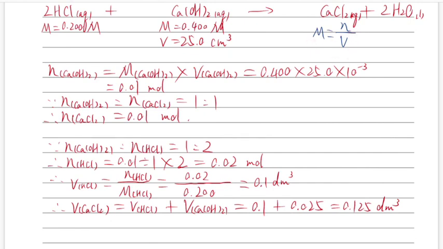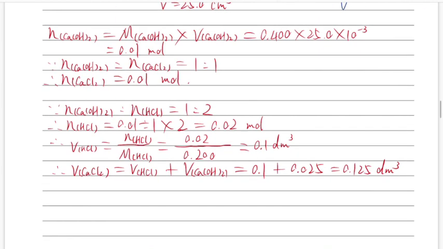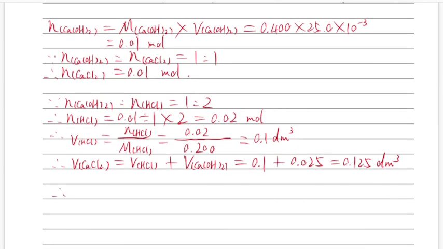Now we have worked out the number of mole, and we have worked out the volume for calcium chloride. We just need to do one more step. So the molarity of calcium chloride should equal the number of mole of calcium chloride over the volume of calcium chloride. So it will be 0.01 over 0.125, which will give you 0.08 molar.